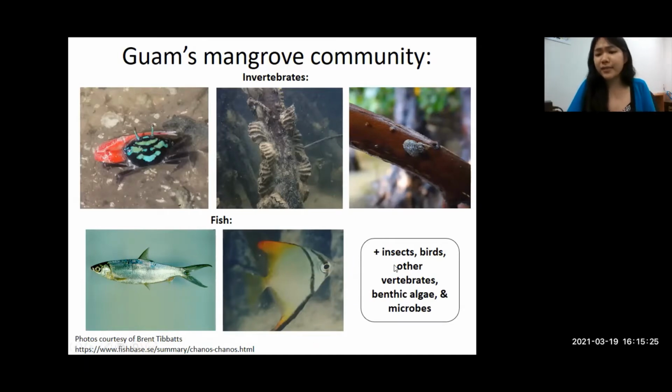And then there's also lots of other things I don't have pictures of, different insects, different kinds of birds, other vertebrates like sea turtles have been reported to eat sponges off mangrove roots here, other lizards, and then there's super tiny stuff living on the surface of the mud as well.